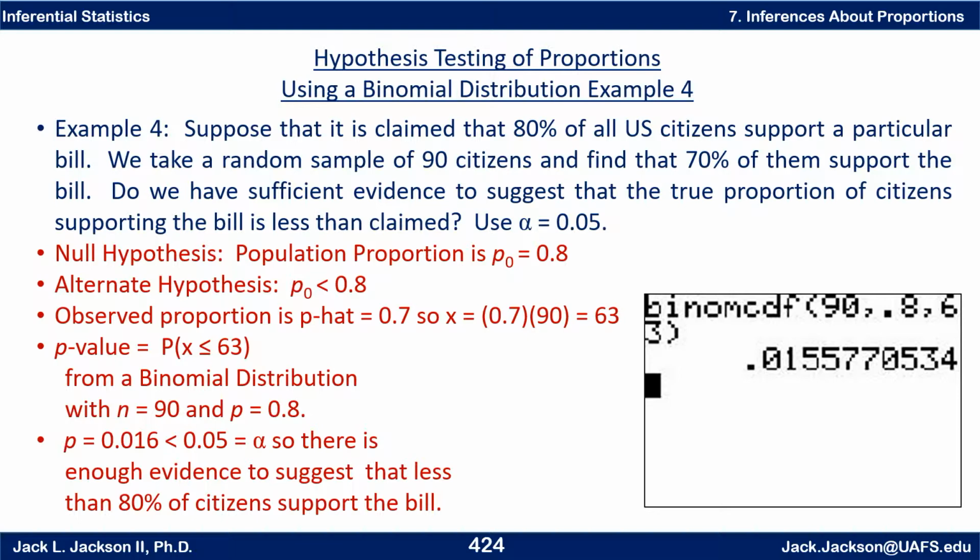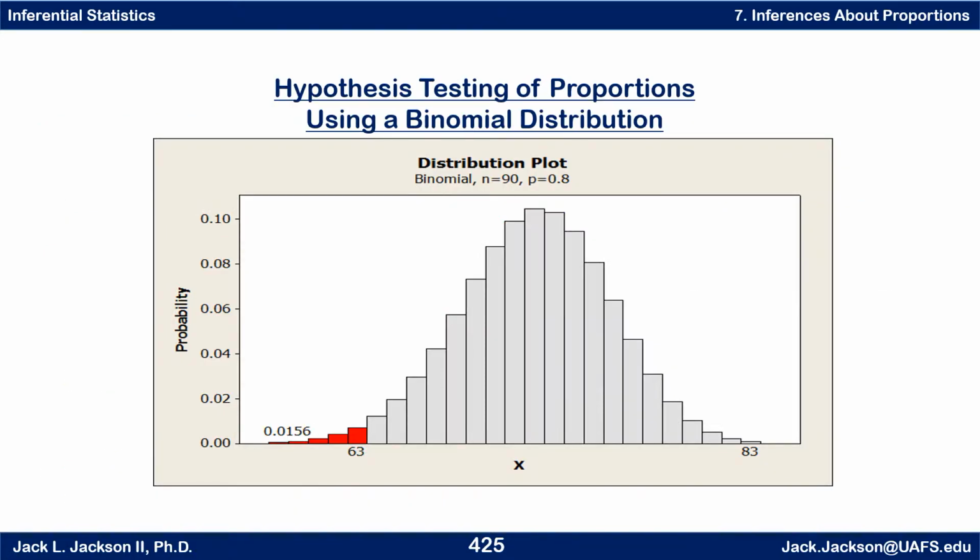Notice that's less than 0.05, which is our alpha. So there is enough evidence to suggest that less than 80% of the citizens support the bill. So someone is claiming a little more support than there actually is. We're not going to call them a liar unless we have evidence to support that, and we do. That 0.0156 corresponds to this shaded left tail here.